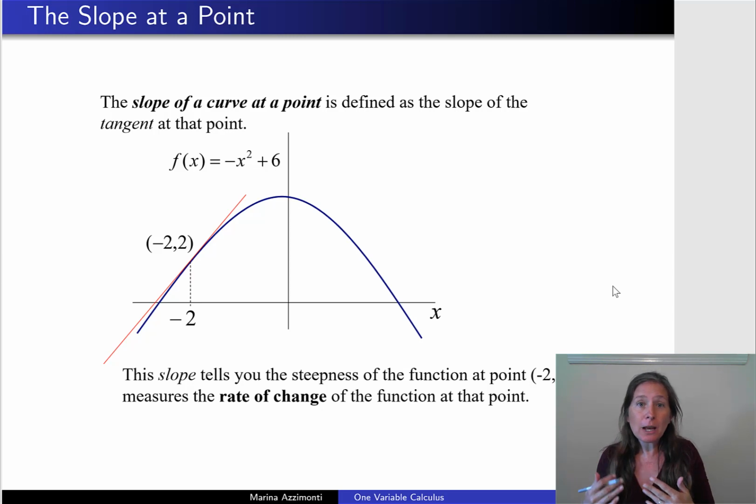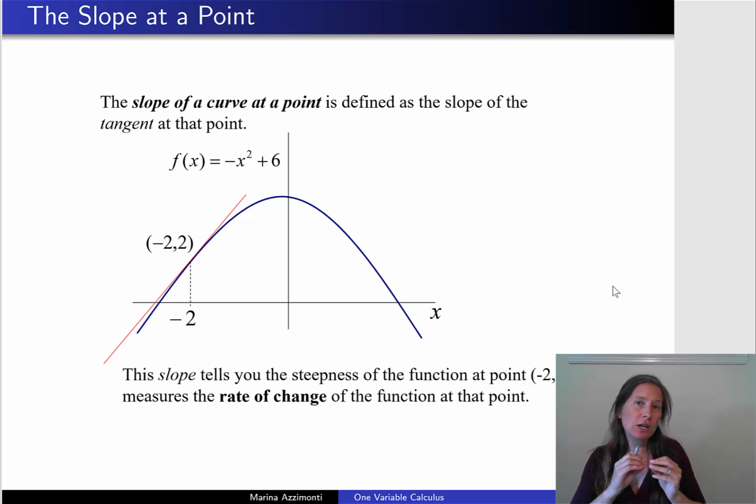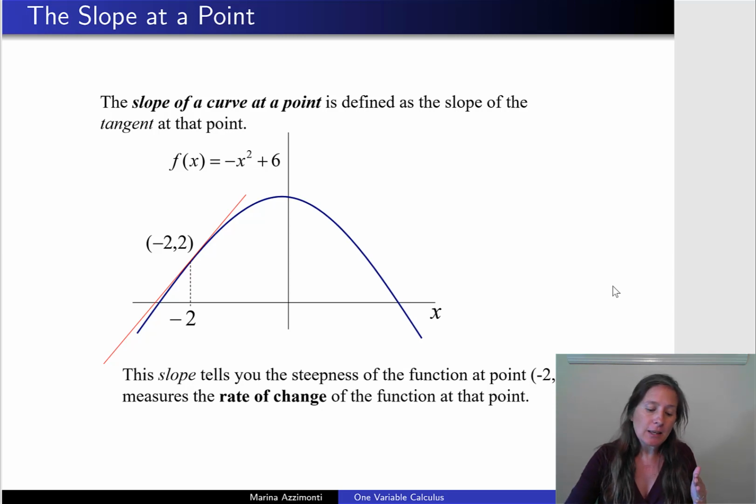So what is the slope telling us again? The slope is telling us the steepness of a function at a specific point, and it's giving you an indication of the rate of change of the function at that point. And if you think of it in those terms, it's pretty clear that when you have a quadratic function, the rate of change is going to be different depending on which point you are evaluating it at.